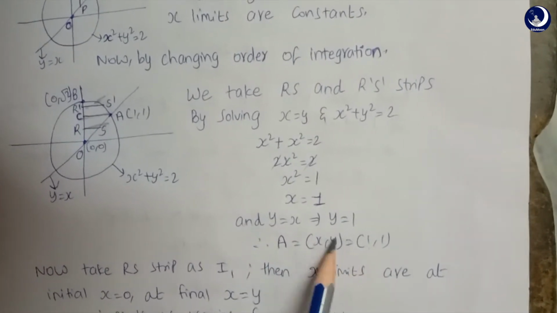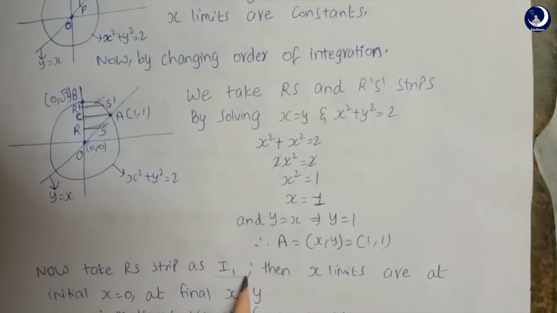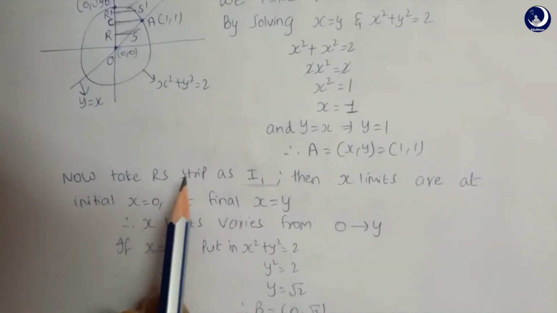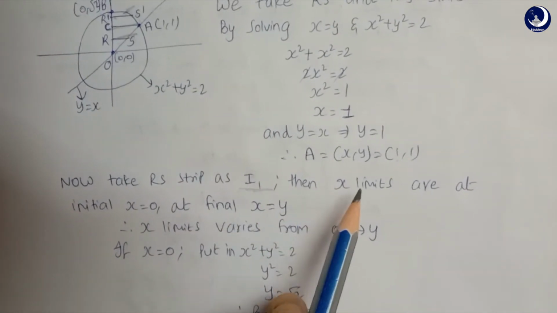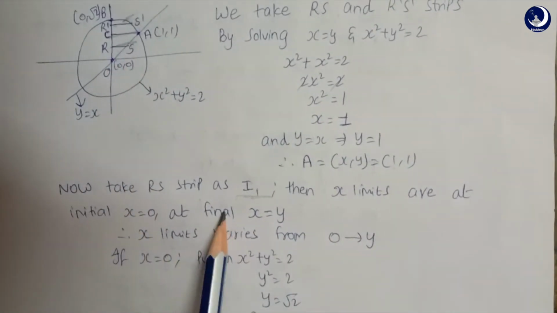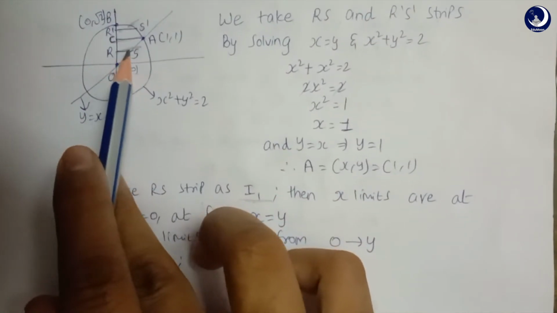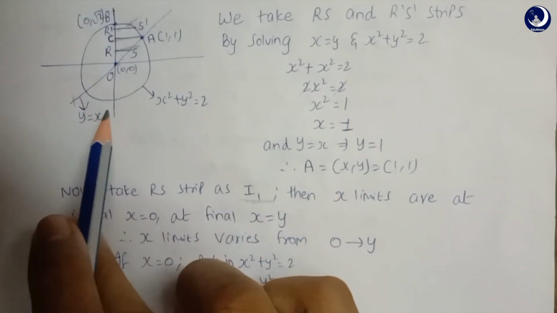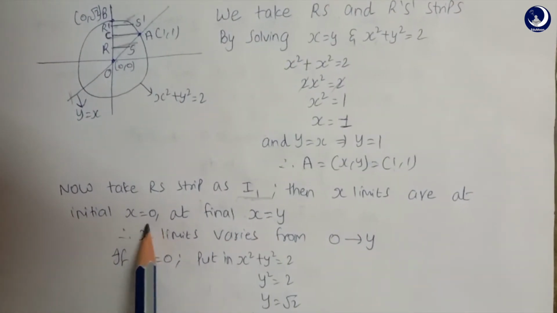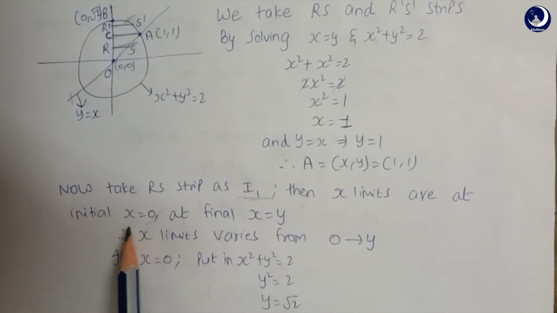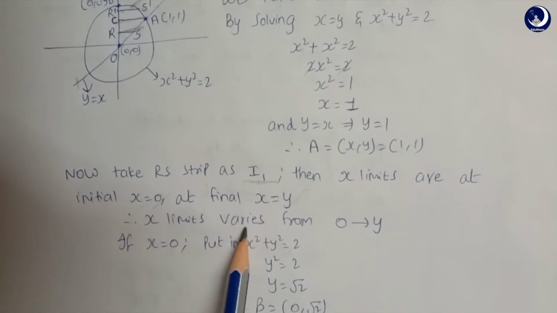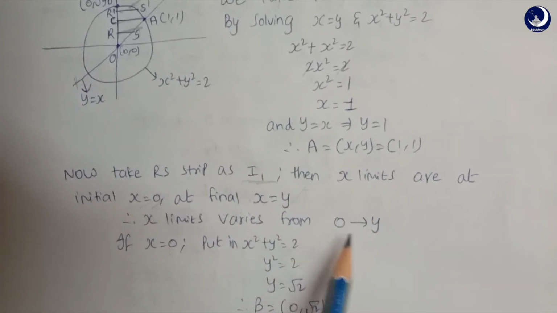Based on this, we have to take the functions required for change in limits, with a split of integrations, and finally add them. Now take the R strip as I1. Then the x limits are initially at x equal to 0. At the end, the strip was based on the line y equal to x, that's why x equal to y. So initially x equal to 0, finally x equal to y. The lower limit is x equal to 0, the upper limit is x equal to y. Hence the x limits change from 0 to y.